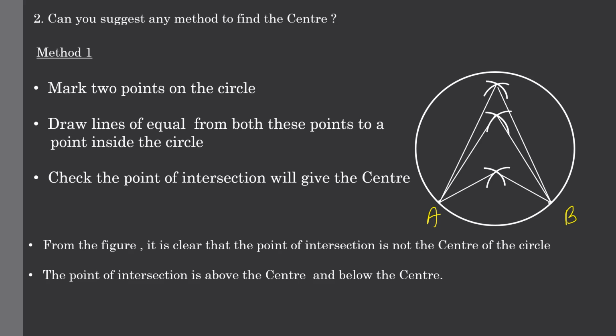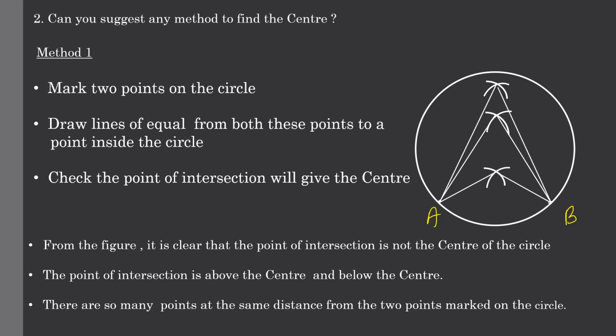Also, as you can see, some of the points of intersection are above the center and some are below the center. That is obvious from the picture itself, but we don't know where exactly the center lies. And also we have mentioned that there are so many points at the same distance from the 2 points marked on the circle. These are the conclusions that we got from this figure and through this method.